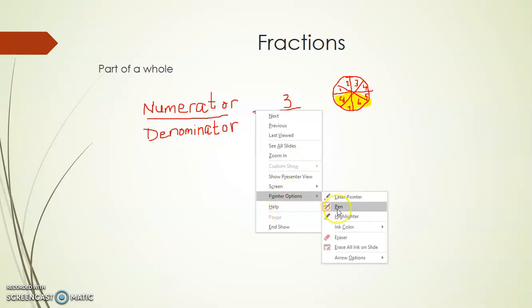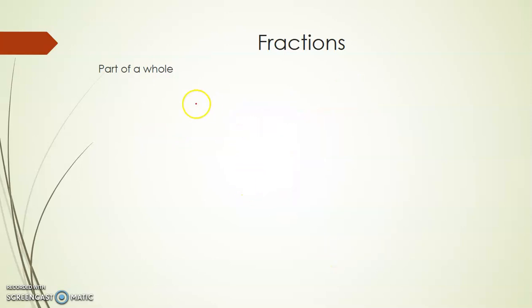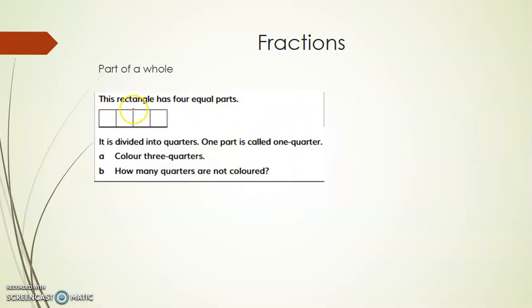So let us look at few examples. This rectangle has 4 equal parts. It is divided into quarters. When you divide an object into 4 equal parts, it is called a quarter. One part is called 1 quarter, 1 by 4. ഇതിനെയാണ് 1 quarter എന്ന് പറയുന്നത്.